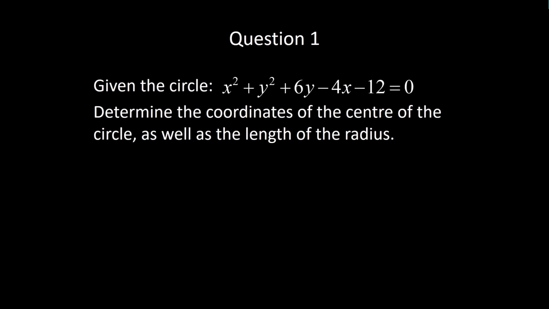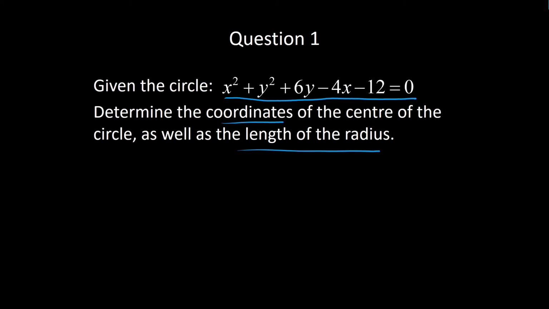You are given the circle with the equation x squared plus y squared plus 6y minus 4x minus 12 is equal to 0. So we can see that this is not in a form where we can read off the coordinates of the center, or the length of the radius. So when the question says determine the coordinates of the center of the circle as well as the length of the radius, straight away we know that there's going to be some work required to do this question.